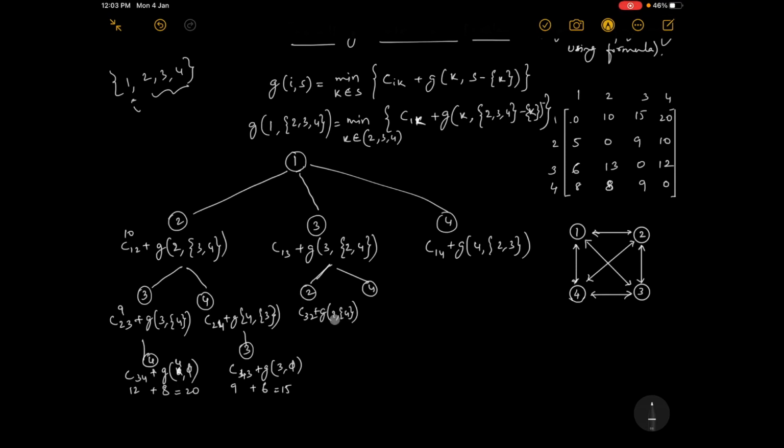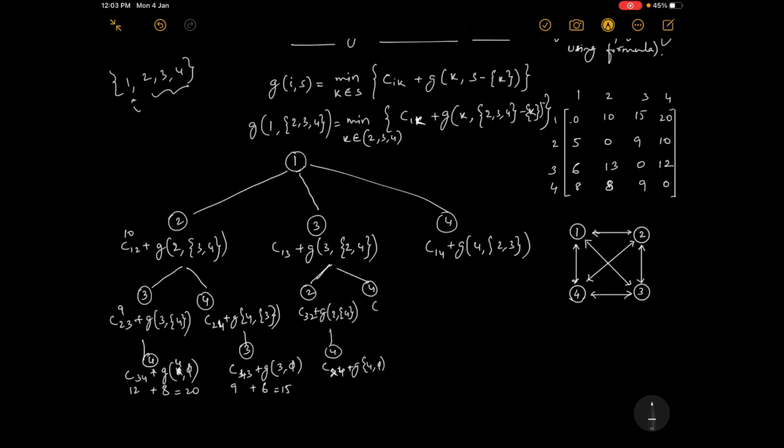2, and here 1 is traveled, 3 is traveled, 2 is traveled, so left out is 4, correct? I have written 4. So from here, the last position is 4, so it is C of 4 2, sorry, 2 to 4 plus G of 4 comma 5.